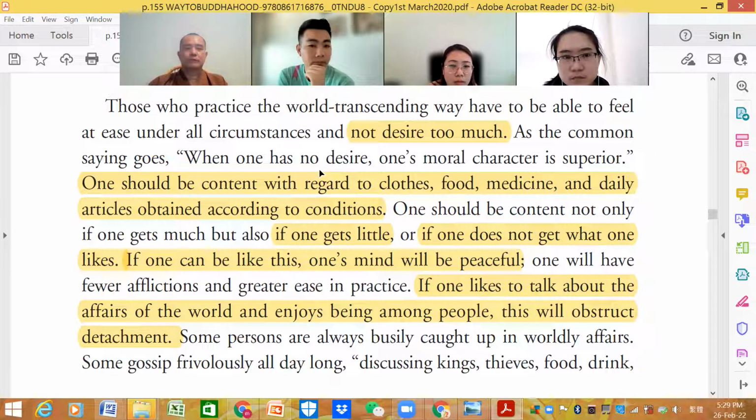One should be content with regard to clothes, food, medicine, and daily articles obtained according to conditions. One should be content not only if one gets much, but also if one gets little, or if one does not get what one likes. If one can be like this, one's mind will be peaceful. One will have fewer afflictions and greater ease at practice.